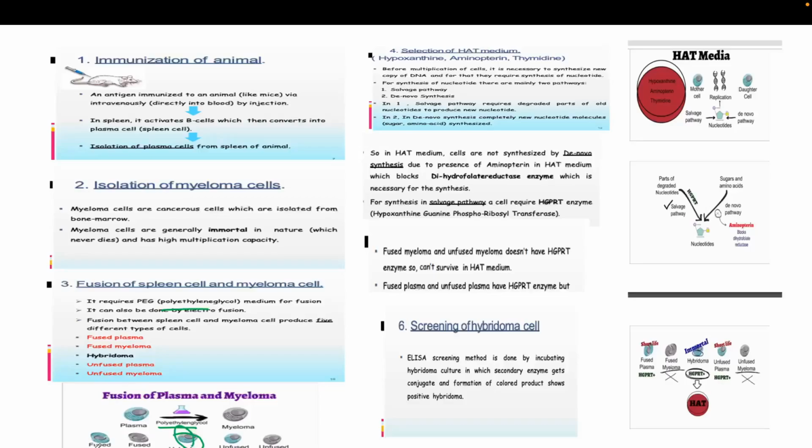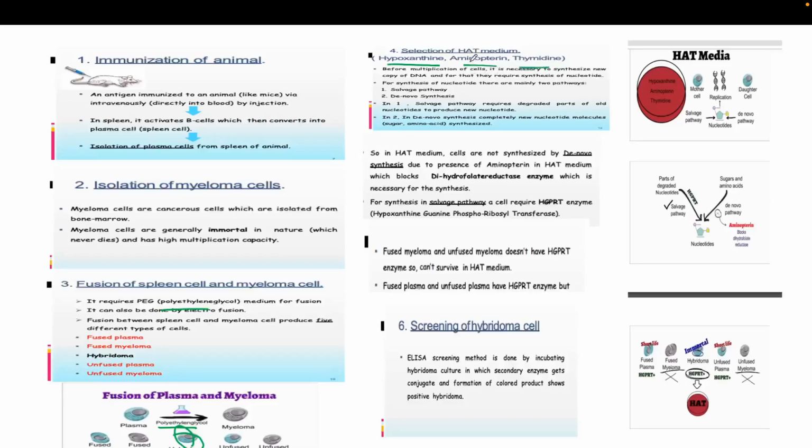Because these two you don't need, and only this cell has the property of antibody production as well as long term multiplication. So how will you isolate it from all the five possibilities? In the fourth step we have the selection of HAT medium, which is called hypoxanthine aminopterin thymidine.